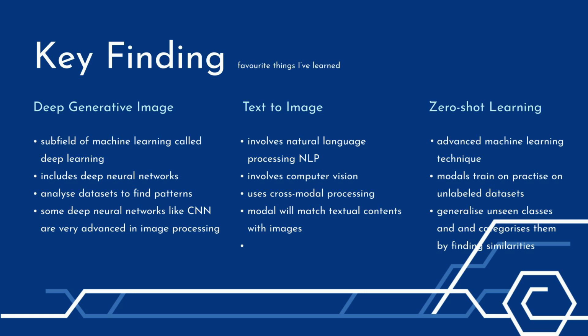And for zero-shot learning, I found this specifically quite interesting. It's an advanced machine learning technique where the models are trained on unlabeled data sets, and then they generalize to unseen classes and categorize them by finding similarities. I think it is really cool because it's very efficient and can be used in many different scenarios.